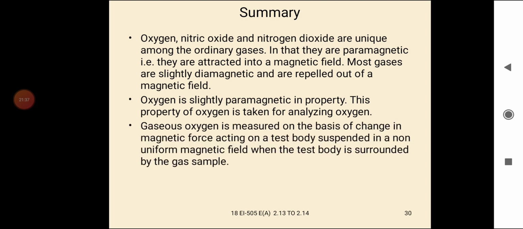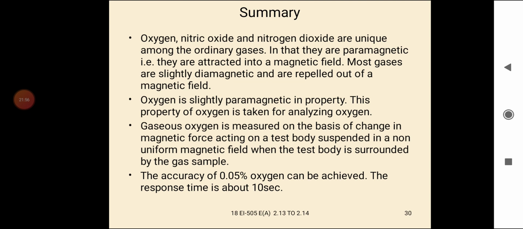Gaseous oxygen is measured on the basis of change in magnetic force acting on the test body suspended in a non-uniform magnetic field. When the test body is surrounded by the gas sample, an accuracy of 0.05% of oxygen can be achieved. The response time is about 10 seconds.